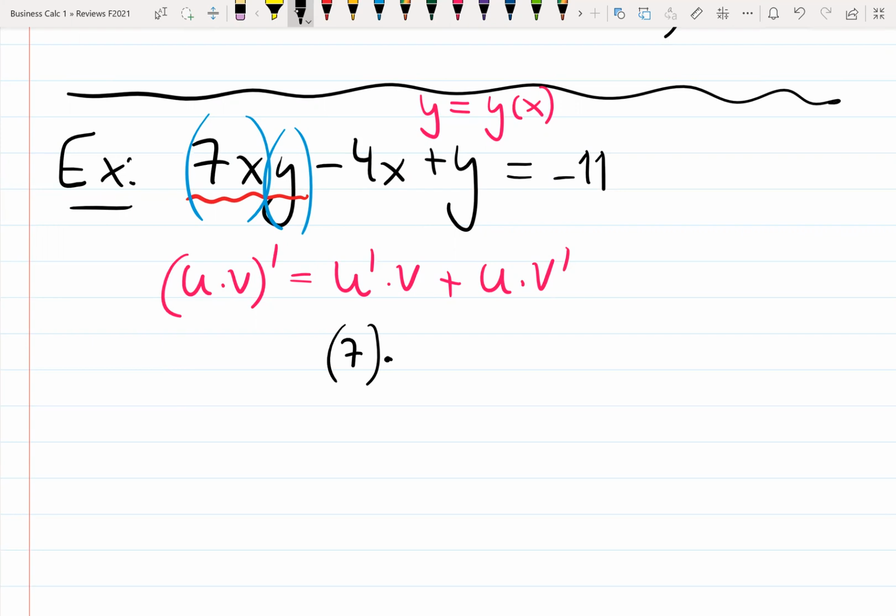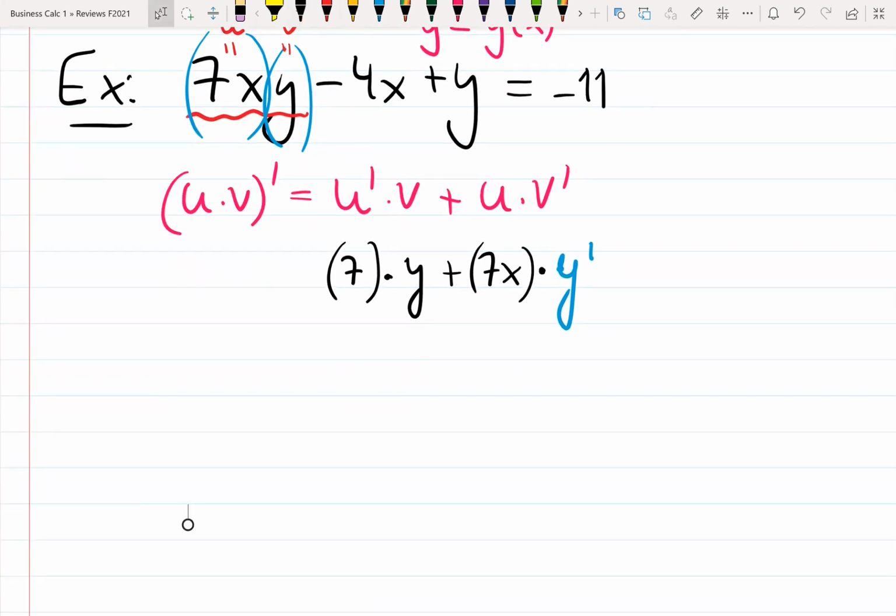Times copy v. So let me say u times v. V is y plus copy u, that is 7x, times the derivative of y, which is 1 times y prime. Every time you differentiate something that holds y, y prime shows up, or dy over dx. You can write it down as dy over dx if you want. I will do it right now so you understand it's the same thing in this class. In an upper level class, it will be different.